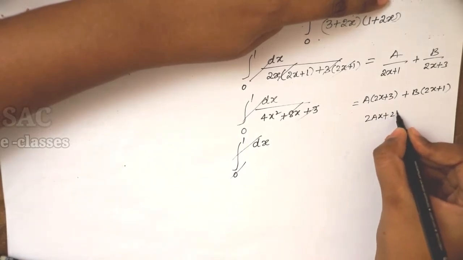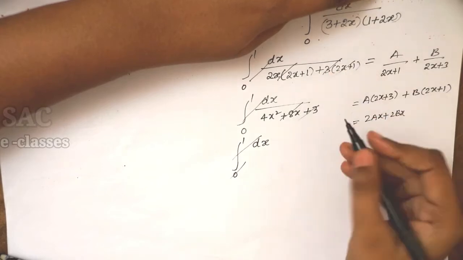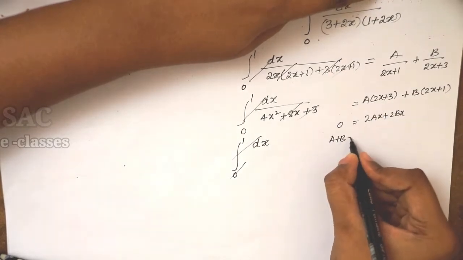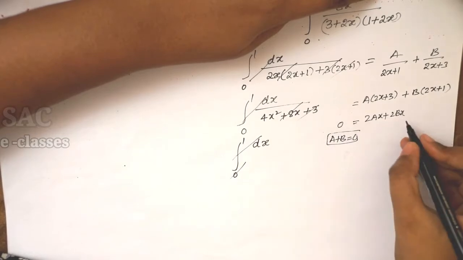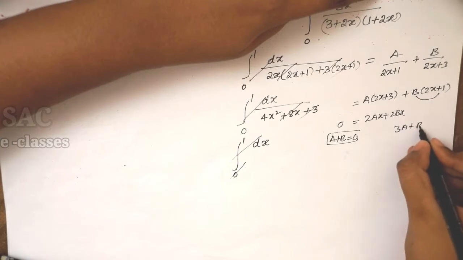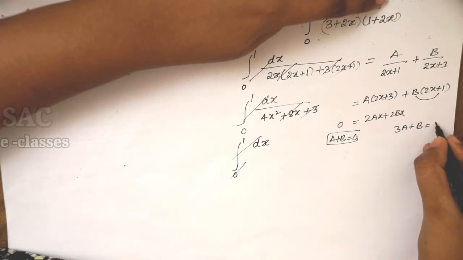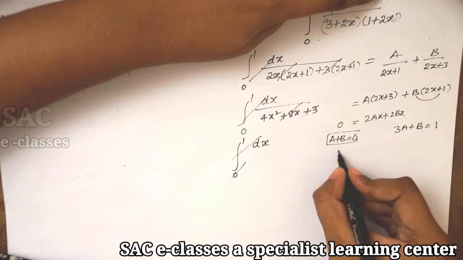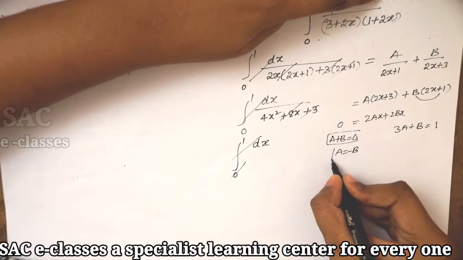2ax plus 2bx. No x terms here, so take it as 0. So a plus b is equal to 0. Then 3a plus, go for the multiplication, b, which is equal to 1 because the constant 1 is there. So a equals minus b.